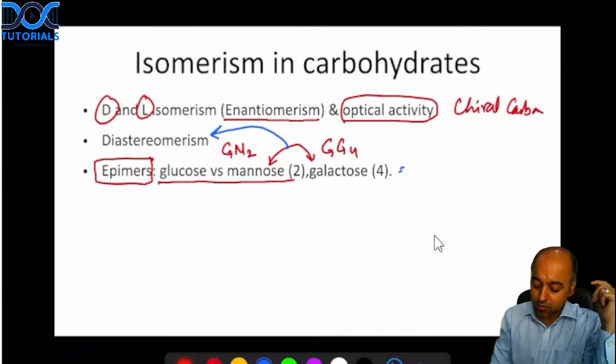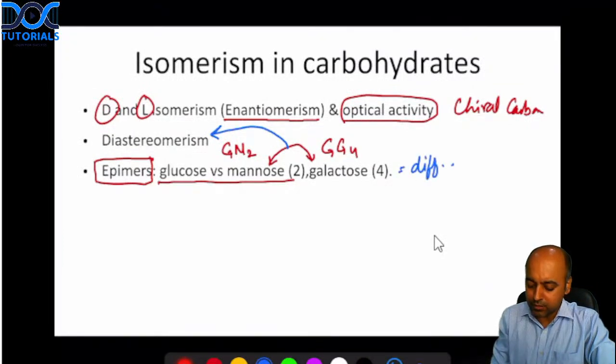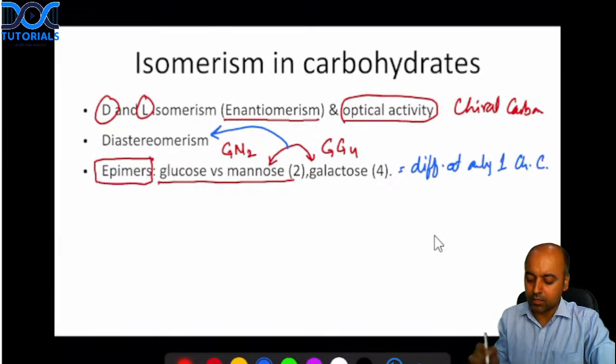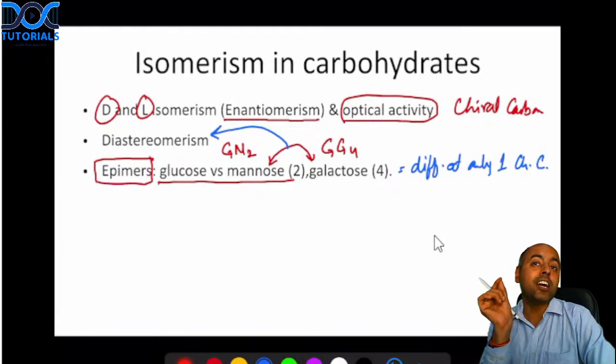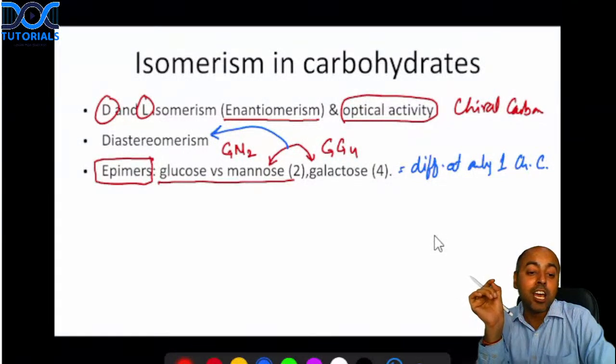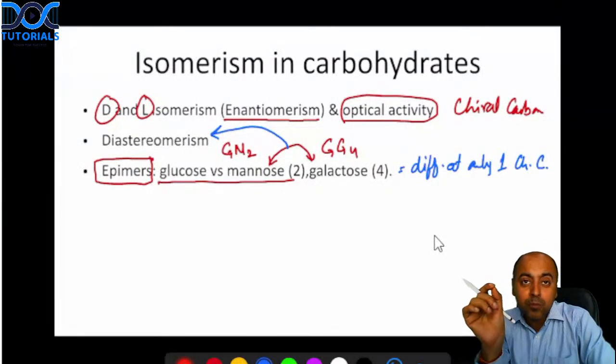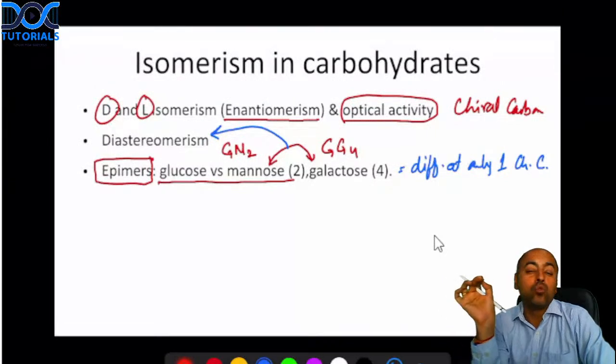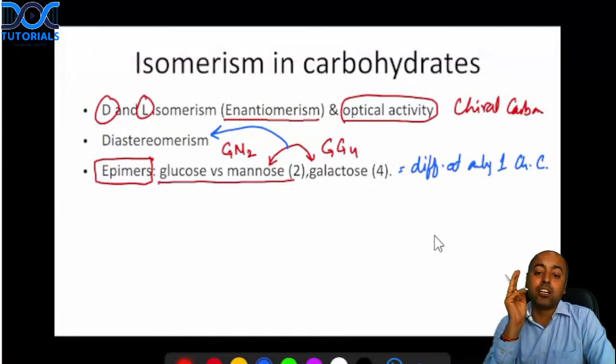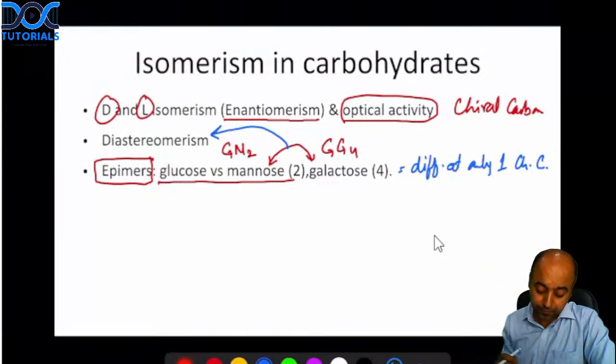In epimers, what is happening? Difference at only one chiral carbon. When the difference is there at only one chiral carbon, we get epimerism. Examples are glucose and mannose, glucose and galactose. Glucose and mannose at carbon 2, glucose and galactose at carbon 4.